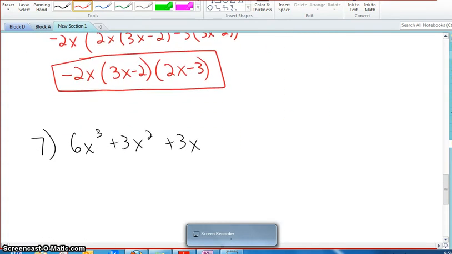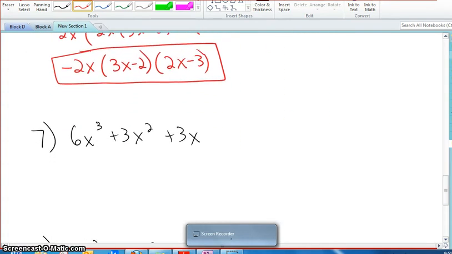Okay, what about this problem? Is there a greatest common factor? Yes, a 3x. What's left? 2x squared plus x plus 1. Now I gotta do a times c. 2 times 1 is 2. What are the things that multiply to 2? Just 1 and 2. Do they add up to positive 1?